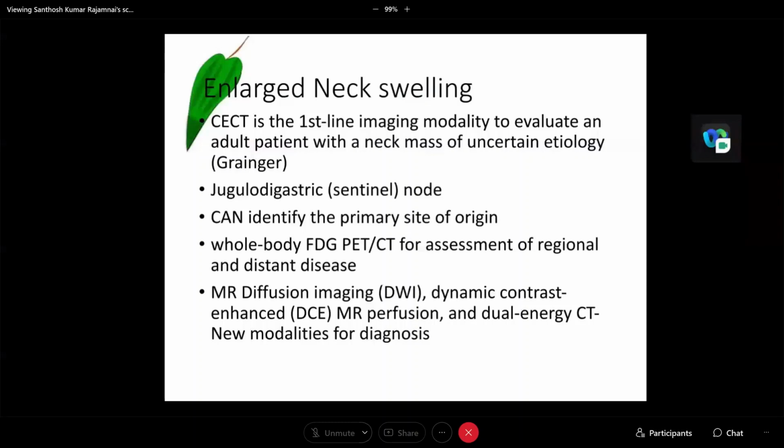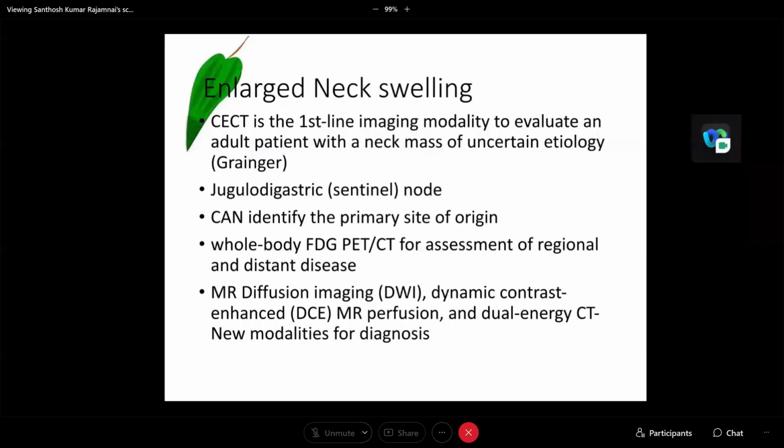Why? It will help you delineate all the metastasis, all the primaries, right from the head to the toe. This scan is not done for neck alone, it is done throughout the body. So even if the primary is there in the stomach, you will be able to localize the primary and understand that the primary has spread and the secondary has occurred in the neck.